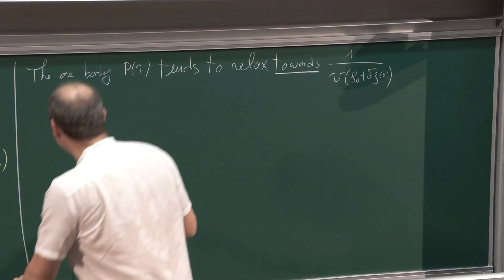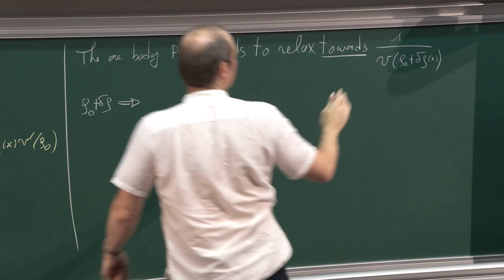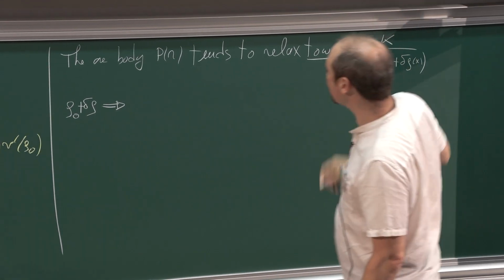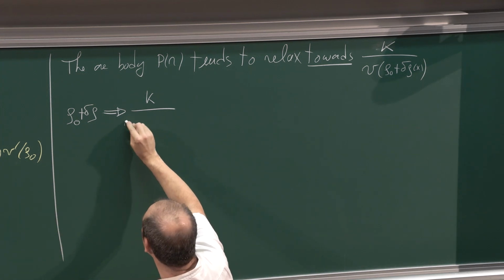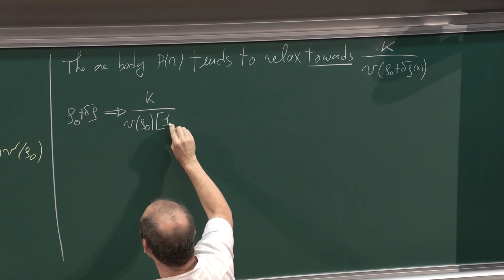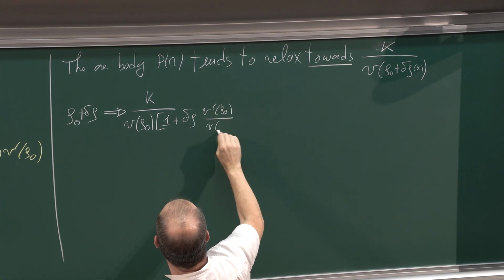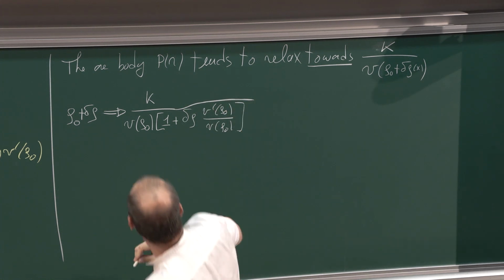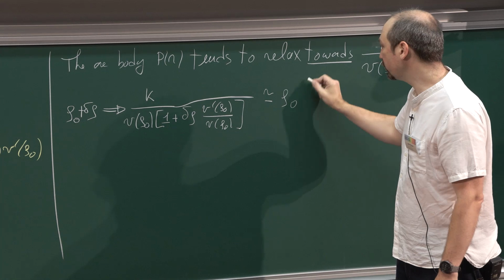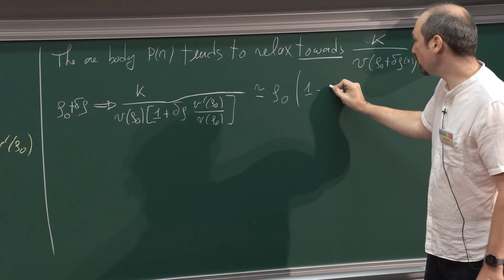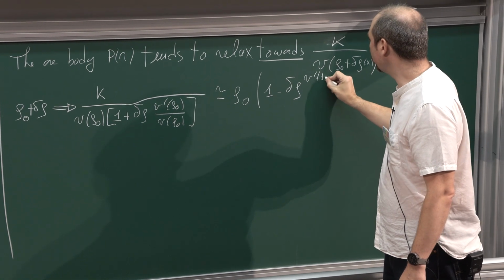Okay, so what does it mean? It means that rho naught plus delta rho goes to, sorry, I think I had called it kappa, the normalization constant, goes to kappa over V of rho naught plus delta rho, which is written here, and which I can rewrite V of rho naught times 1 plus delta rho V prime of rho naught over V of rho naught. Okay? Again, delta rho is small, so I can expand. I get kappa over V of rho naught, which is rho naught. And this 1 over 1 plus becomes 1 minus delta rho V prime of rho naught over V of rho naught.